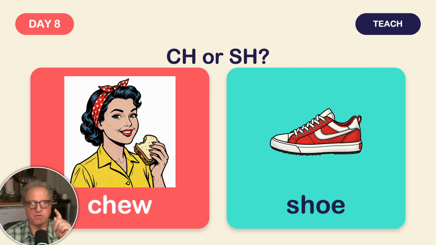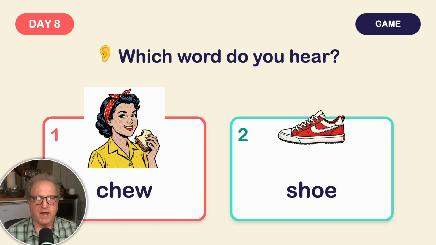I'm going to go back and forth. Chew. Shoe. Chew. Shoe. All right. So now you tell me, I'm going to say a word. You tell me, is it number 1 or is it number 2? Here's the word. Are you ready? Shoe. What is it? 1 or 2?